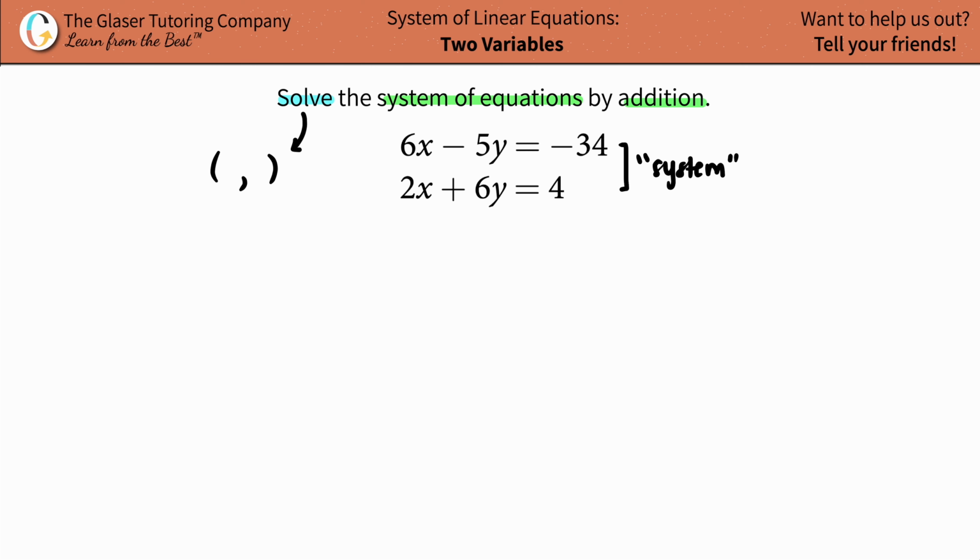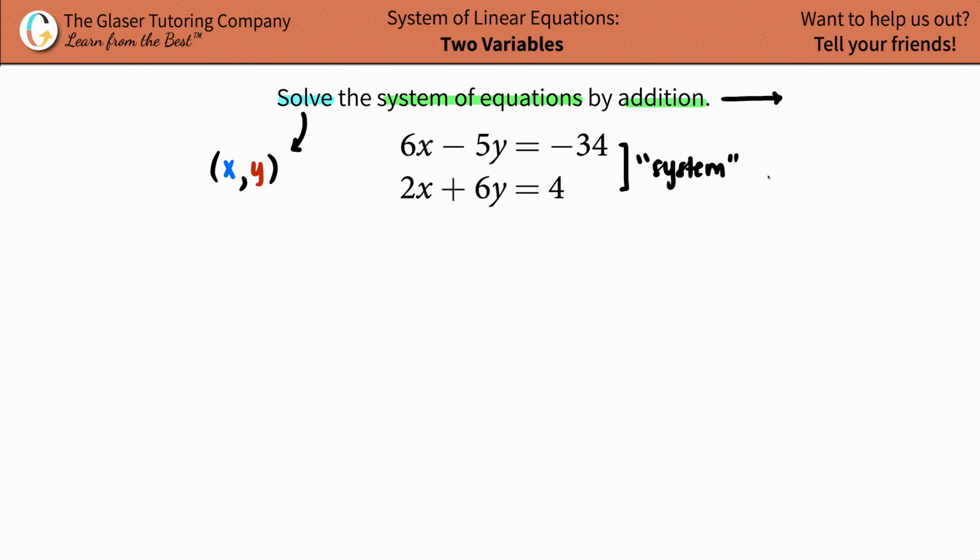And a point is always just an x and y coordinate. So that's why we got to solve for the x and solve for the y, but we got to do this via the addition method. So what's so special about the addition method? Well, sometimes the addition method is called the elimination method, but I like to say addition, right?